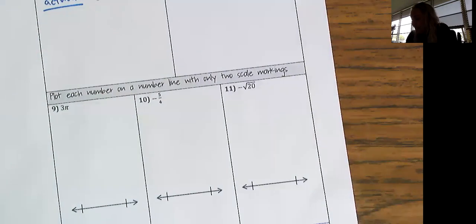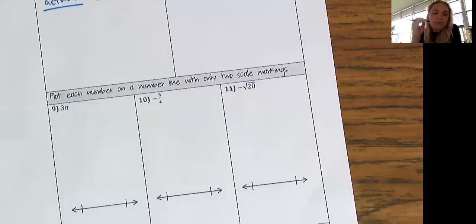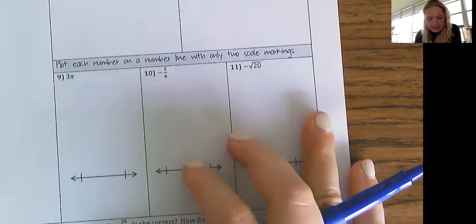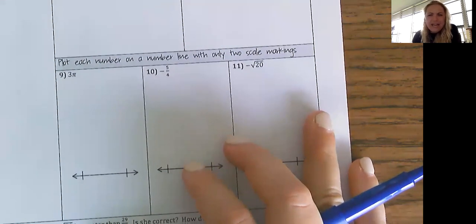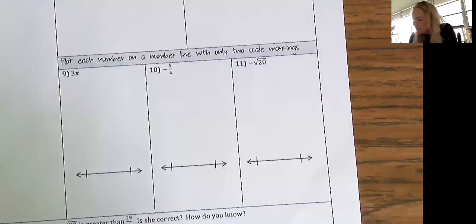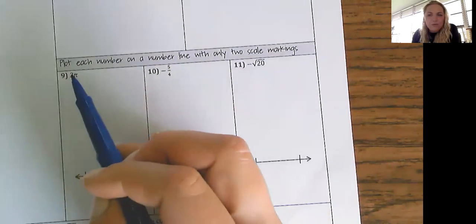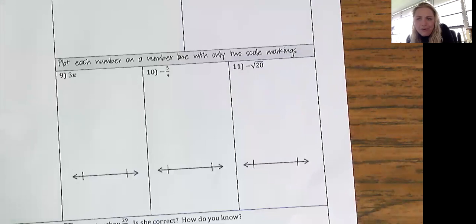Now let's go to problems 9, 10, and 11. We're going to plot these numbers on the number line, and it says with only 2 scale markings. So what the heck does that mean? And how do I put this on a number line? 3 pi, where would that go on a number line? It's not going to go where 3 would go on a number line because you're actually multiplying 3 times pi.